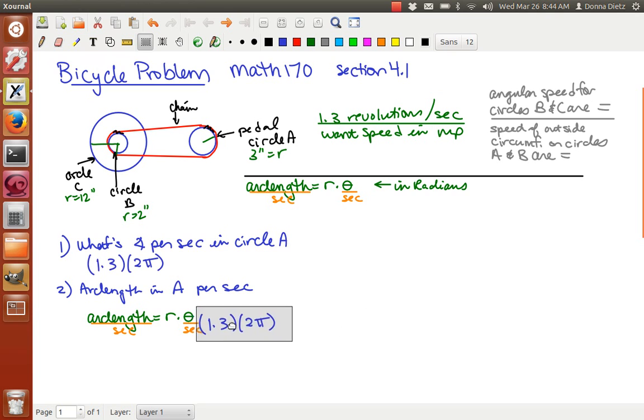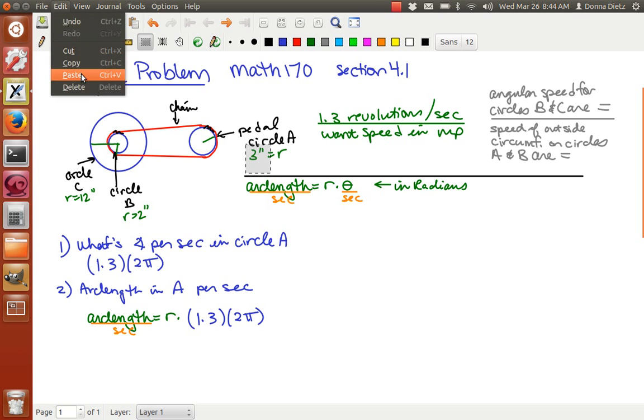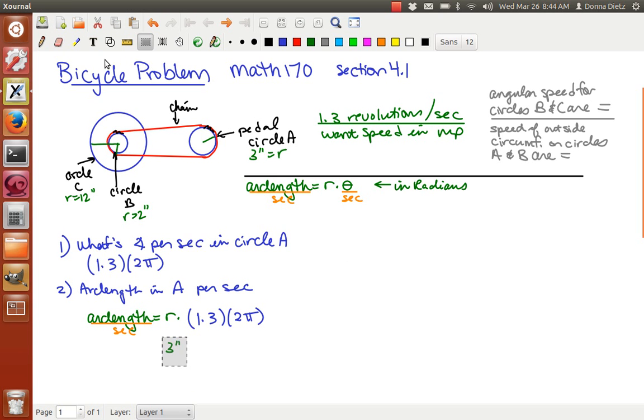And this goes right here. Okay, so we have that piece. And then this radius in circle A is right over here. You see, I can do this on a computer. I can't do this in class. So I'm literally just dumping these two pieces together. That's all I did. Okay, so that's the arc length per second in angle A.